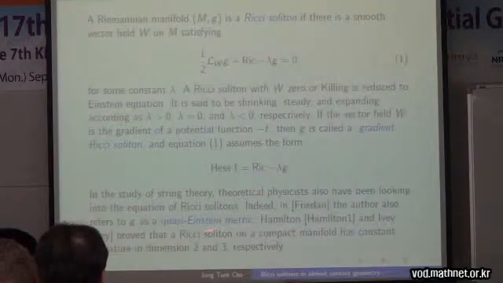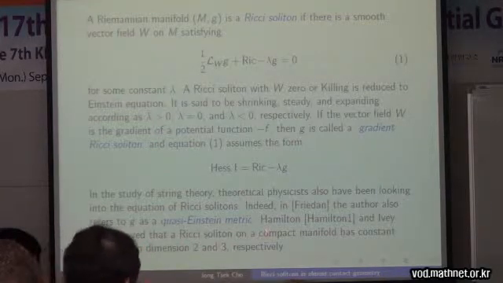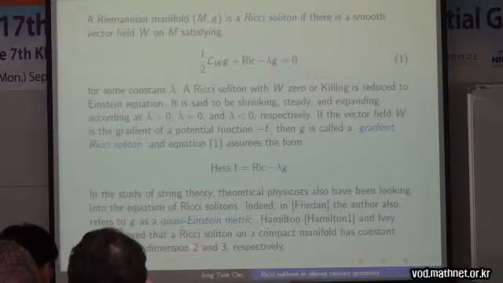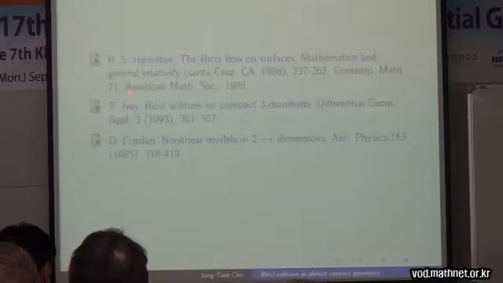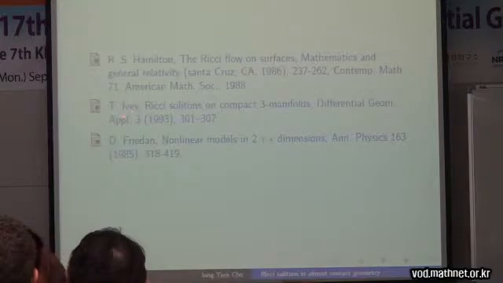Hamilton and Ivey proved that a Ricci soliton on a compact manifold has constant curvature in dimension 2 and 3 respectively. Here are the famous papers: Hamilton's paper, Ivey's paper and Friedan's paper.